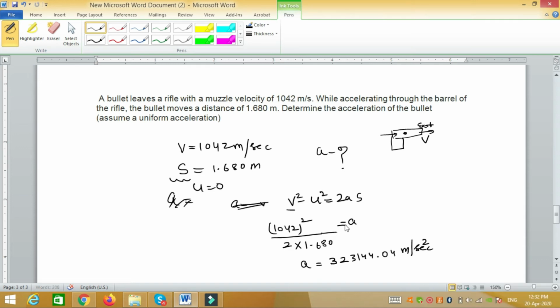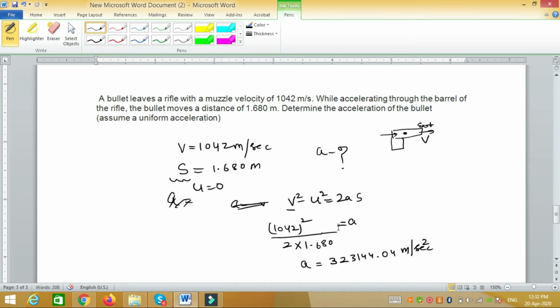So its value comes out to be 32314 meter per second square. The acceleration is too fast. This clearly indicates that when the bullet is released from the rifle, its acceleration is very high. So this shows that. Now we'll move towards the next question.